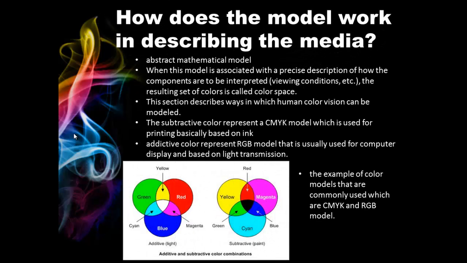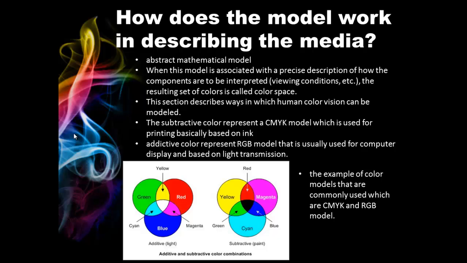How does the model work in describing the media? It is an abstract mathematical method. When this model is associated with a precise description of how the components are to be interpreted, for example, viewing conditions, etc., the resulting set of colors is called a color space. This section describes ways in which human color vision can be modeled.